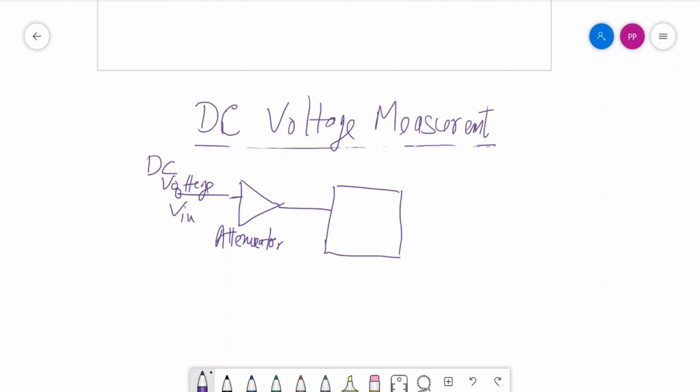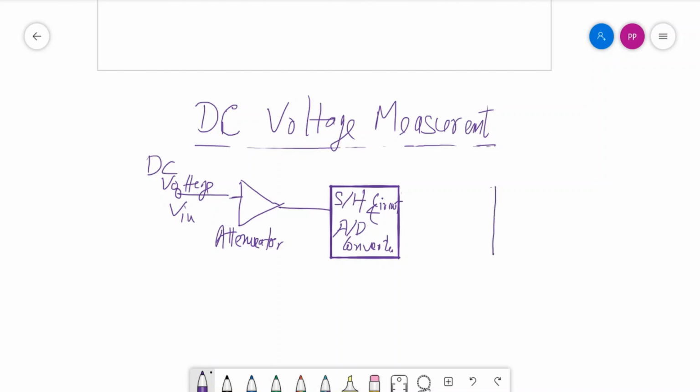The output of the attenuator goes to a sample and hold circuit, and an A to D converter. So from here we will get the output of a counter or register which goes bit by bit to the 7-segment display.